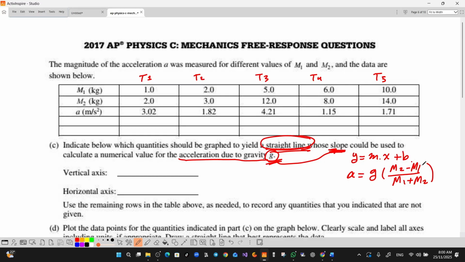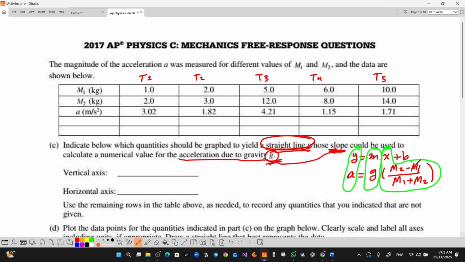Now, let's compare the general form with our corresponding equation. Now, y, or the vertical axis, represents the acceleration. The slope, according to the question, represents the acceleration due to gravity. And the x, which is multiplied by the slope, represents the horizontal axis, which is exactly equal to m2 minus m1 over m1 plus m2, because this quantity, or the fractional mass, is multiplied by g.